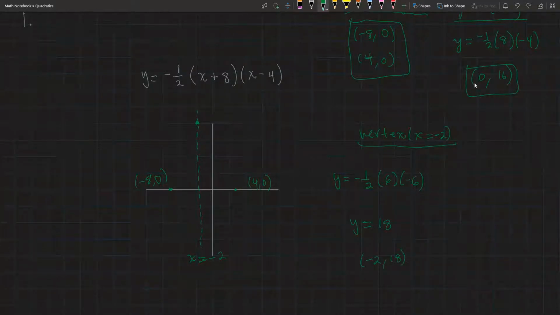And that should fit with our 16. You see how, if our y-intercept had been something larger than 18, then you know something's off and it doesn't fit this graph.